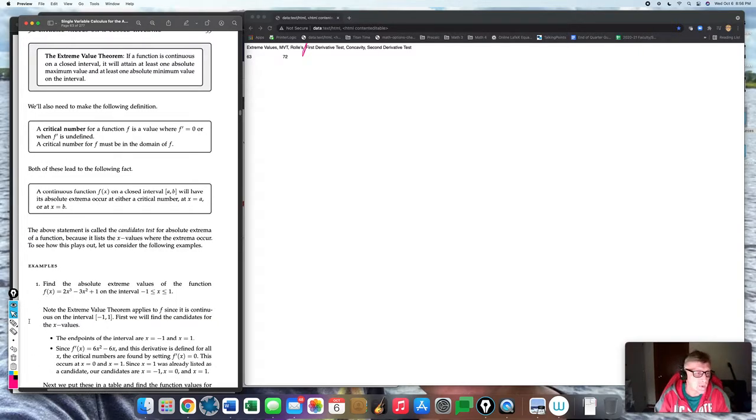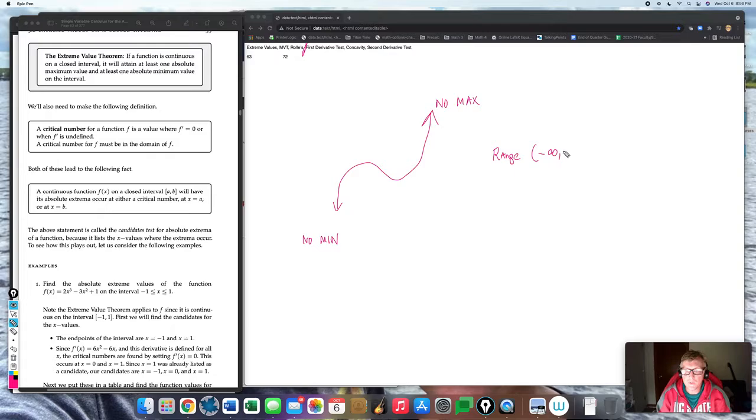But again, I just want to give you an overview of what we're talking about. So let's say that we have this entire function, maybe a cubic function or something like that. We know if we look at the entire domain of the function that there is no minimum and there's no maximum, because the range of this function runs from -infinity to infinity, right? So there's no extreme value as far as the absolute smallest y value or the absolute largest y value.